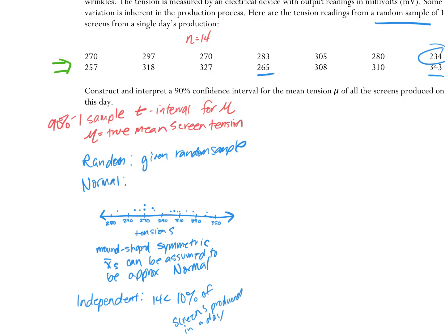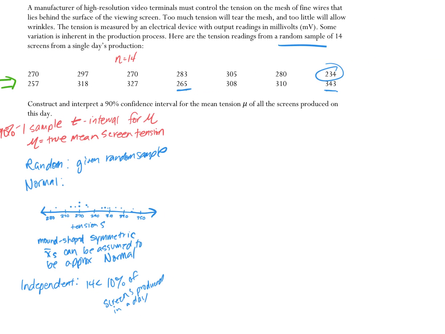Now, when I hit calculate, it spits out a whole bunch of information. If it's important enough for you to put it in, you need to tell me. And if it's important enough for it to tell you, you need to tell me. Cool? So we're going to go X bar equals 290.5. Did we all get the same answer? I didn't put it in wrong? Okay. S equals 30.07. N equals 14. And my interval goes from 276.27 to 304.73.